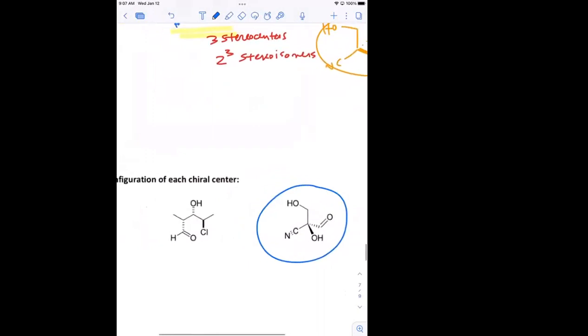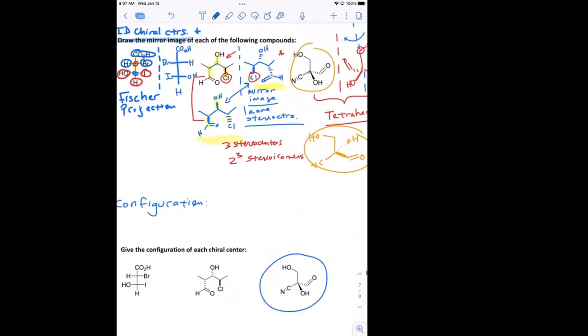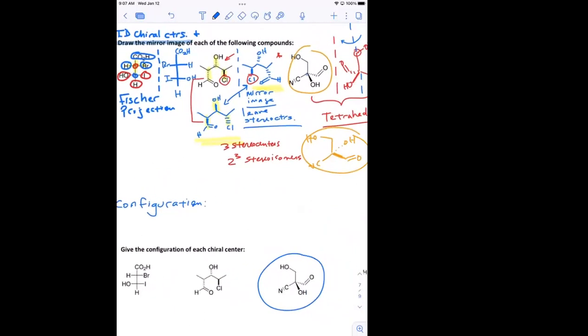All right, so what is configuration? Somebody help me out. What does that term refer to? Do you want me to explain how you get configuration? No, just define it. What does it mean? When I say that a chiral center has a certain configuration, what does that mean? It's like how it's built.